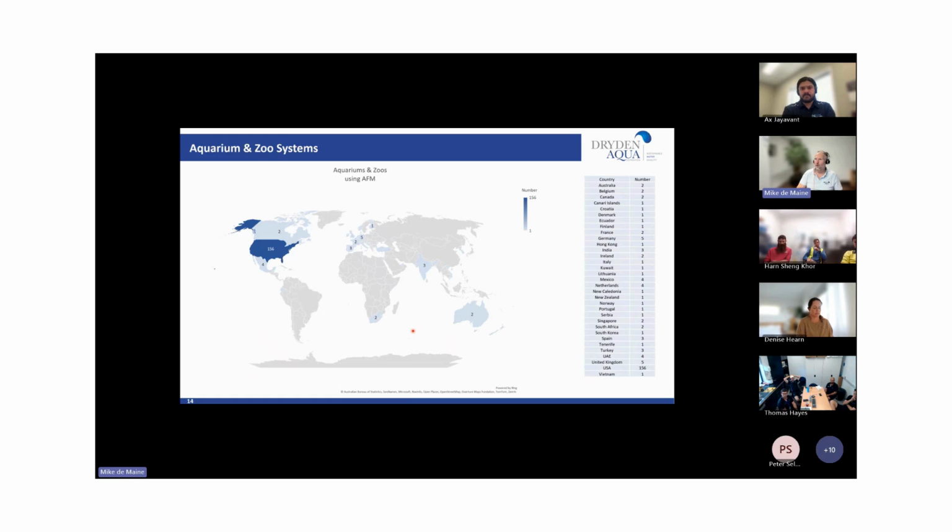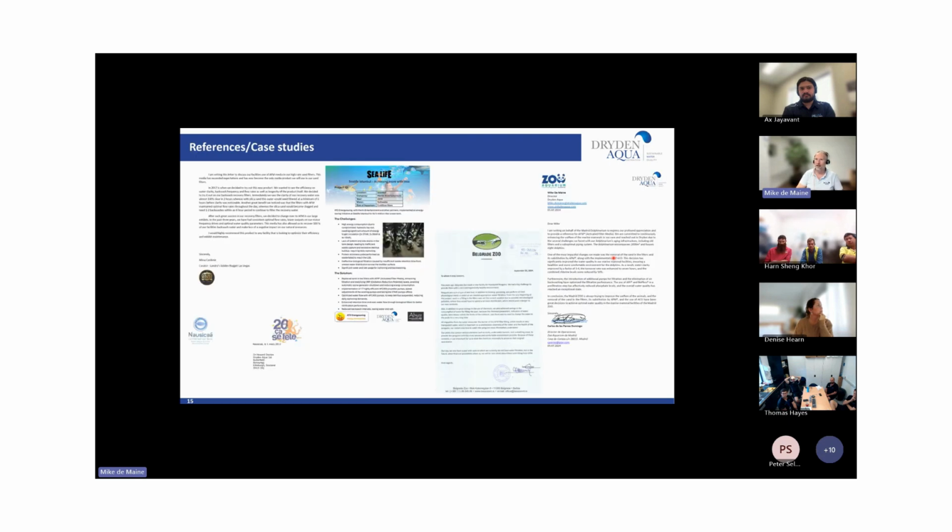Aquariums and zoos around the world, we're at over 200 now. Some of these are too small to put numbers into them, but here are some numbers on the side. We have many aquariums and zoos around the world. I don't have a number of aquaculture facilities, but I'm working on that now with our distributors to give us lists. So I'll be asking ACS how many aquaculture facilities they have supplied AFM to, but you can see that we're well represented around the world with AFM.